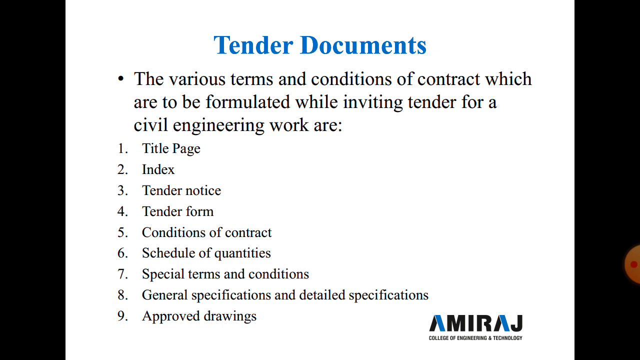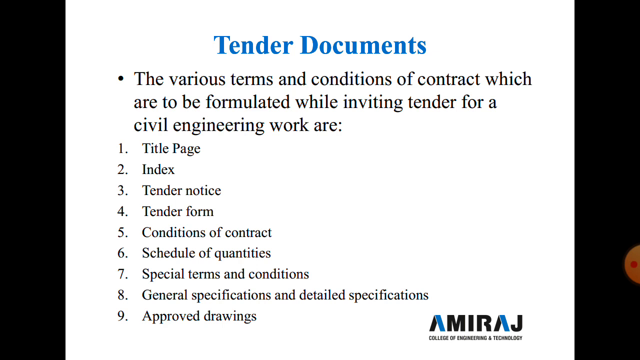So this document contains information regarding the quality of material and workmanship, for example, which type of tiles you fix in a flooring, which type of concrete you use in slab work. So all the specifications, detailed or general, are given in a single document. And the ninth one is the approved drawing.